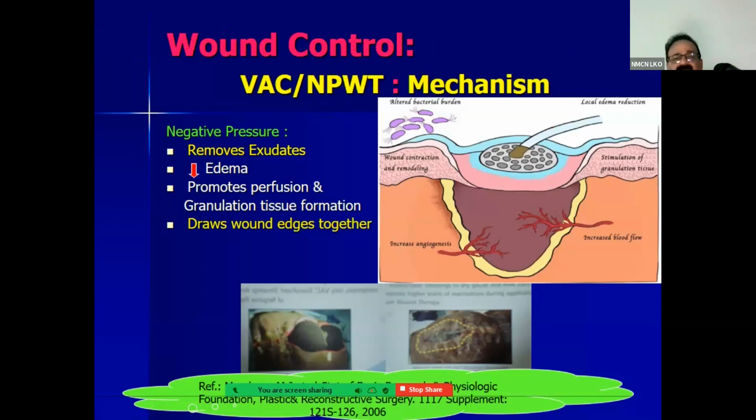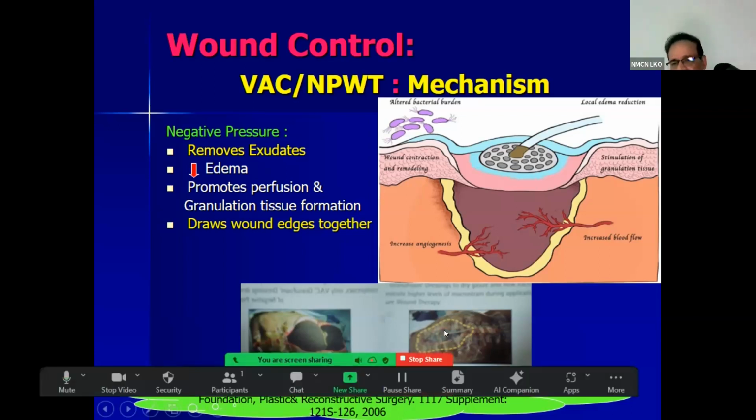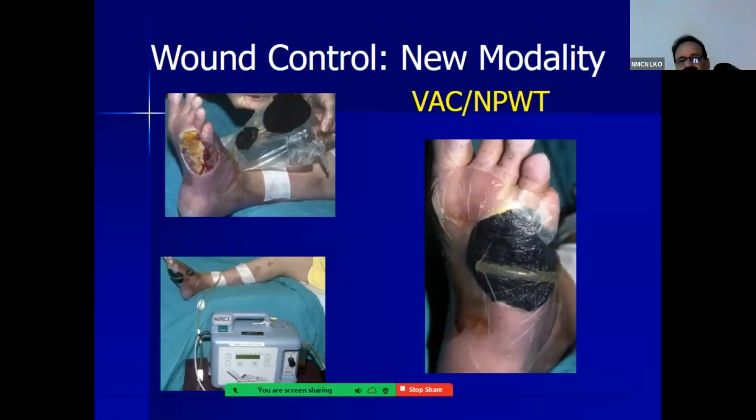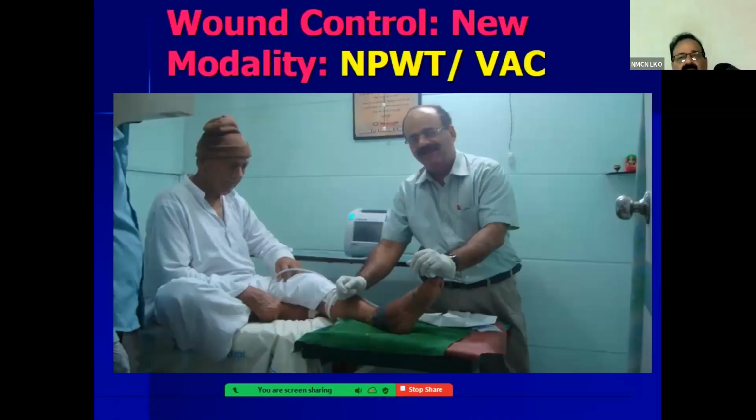So the mechanism of the VAC is that it removes the exudate, it aspirates it, that's why it reduces edema, promotes perfusion because there is increased granulation tissue formation, and it draws the wound edges together. You can see in the abdominal wound, the VAC has reduced the size of the wound, so that also helps in early healing of the wound. This is how the VAC is applied. This is a wound, then the foam is put, and then the tubing is attached to the machine, and that is how it is used.